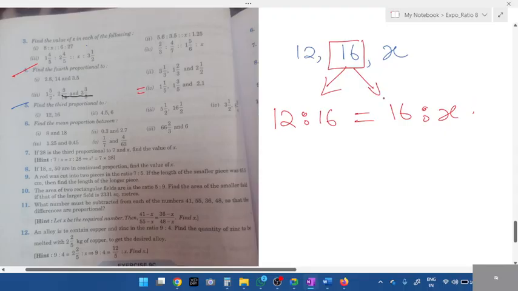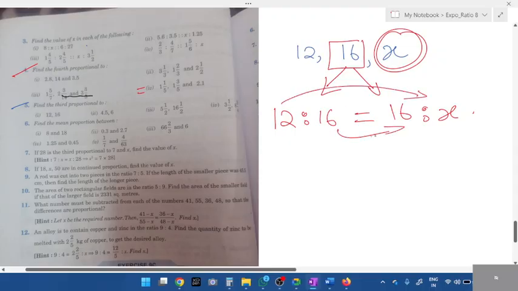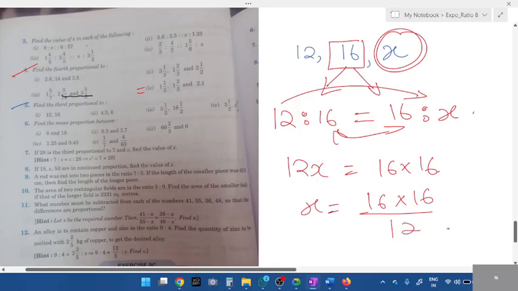Third term we need to find. What did we take the third term as, students? What did I take the third term as? x. And the middle term should be written twice. Apply product of extremes is equal to product of means. 12x is equal to 16 into 16. How much is x? x is equal to 16 into 16 divided by 12.